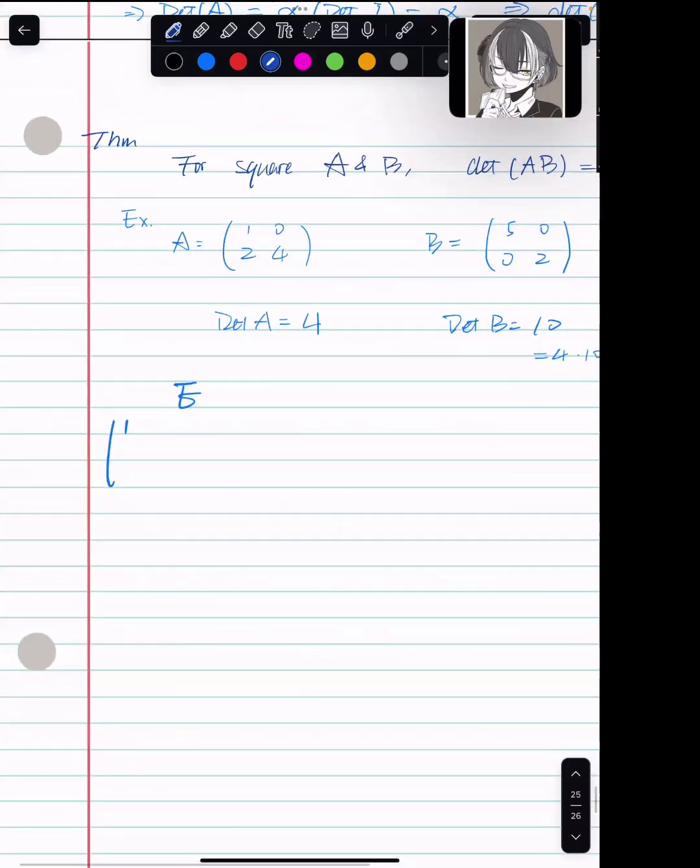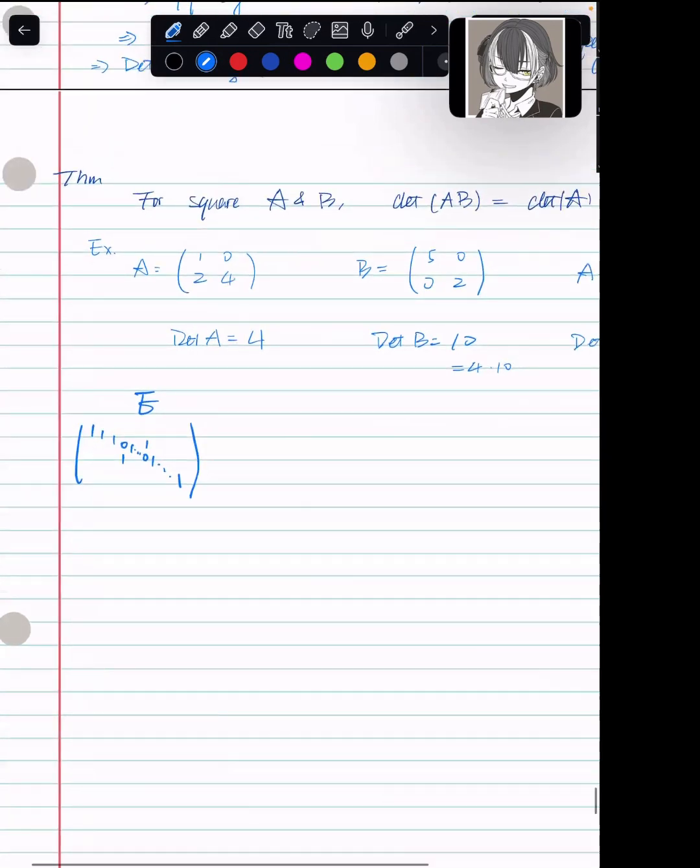Okay, so for the column swap, we know that the elementary matrix for column swap is an identity matrix, but at the places i and j, we have 0 for ii and 0 for jj, but for ij and ji there is 1. And so this is our column swap.